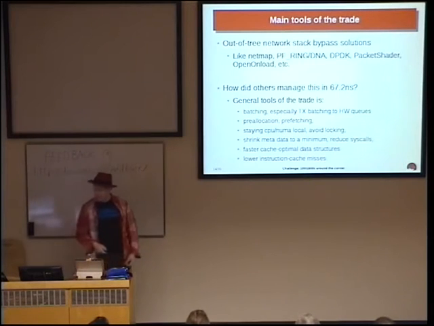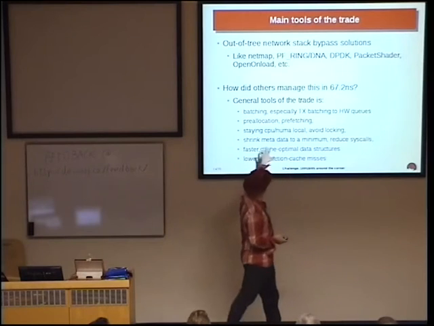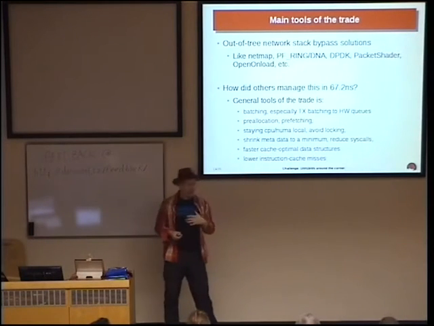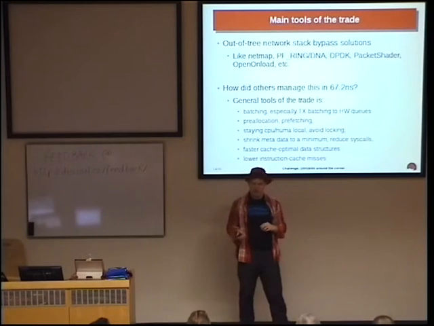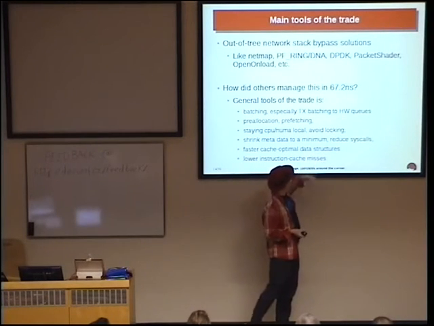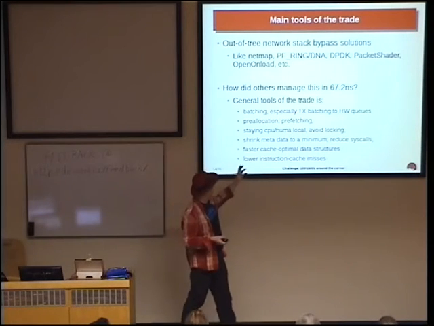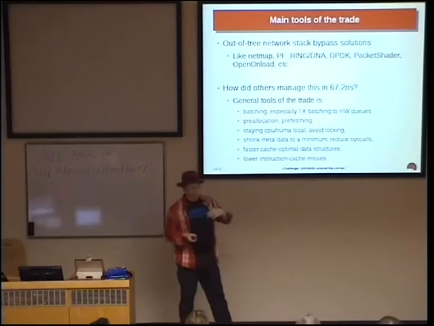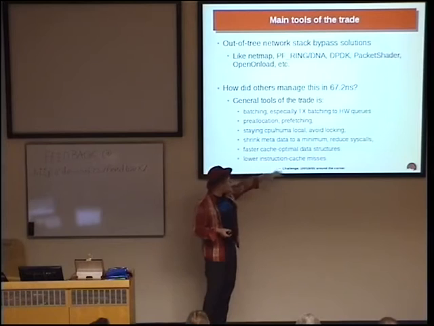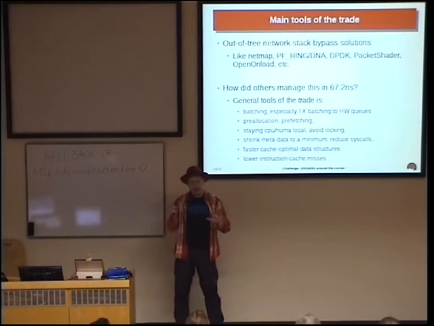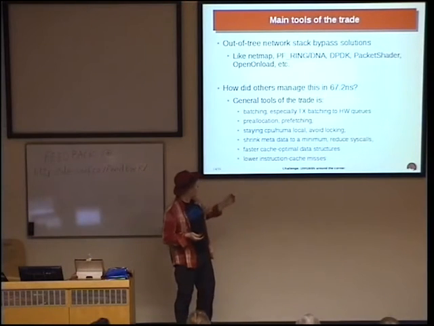We have all kinds of tricks to do pre-allocation and pre-fetching, and staying on the same CPU. We are already quite good at that, and the kernel does some of the things that give us our scalability. And of course, avoiding the locking, which was the cost before. There is also shrinking the metadata, reducing the syscalls, which we have talked about. Then faster cache optimization of the data structures, aligning them correctly. We have done a lot of that work in the kernel already.